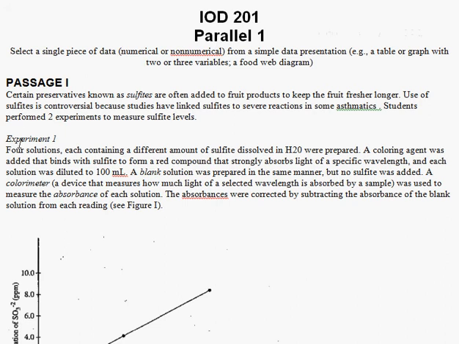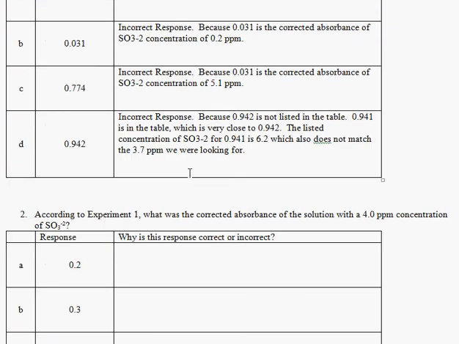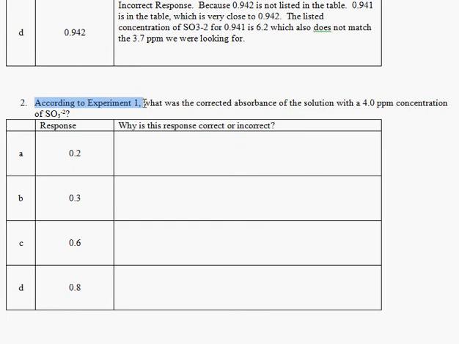Okay. We've already scanned the passage because we've already done question 1. So we're going to look at question 2. According to experiment 1, what was the corrected absorbance of the solution with the 4.0 ppm concentration of SO3-2? So what's important? Well, the fact that we're looking at experiment 1 is very important. We're looking at 4.0 ppm concentration of SO3-2. That's also very important. And we need to find the corrected absorbance. Also important. Okay, so we're going to go up to experiment 1, and we're going to look for 4.0 ppm concentration of SO3-2. And then we're going to look for the corrected absorbance.